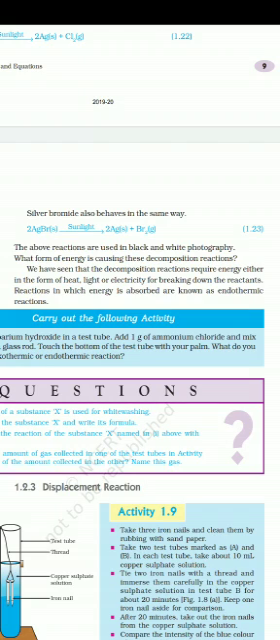electrolytic and photolytic. So children, in the next lecture we will start with one more type of reaction, which is displacement reaction. Bye children, have a nice day.